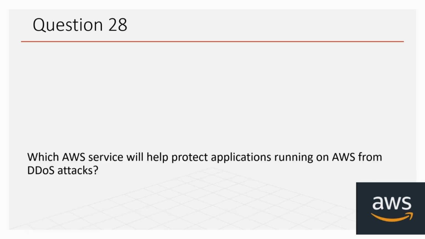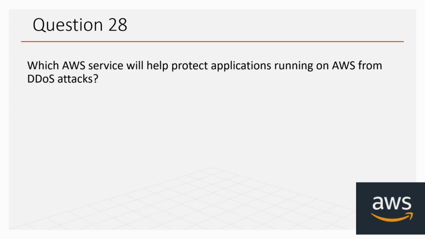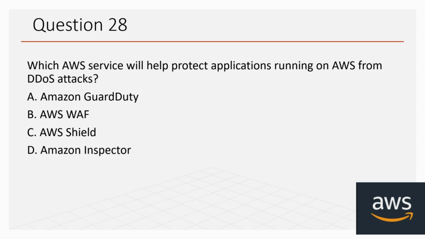Now let's look into the next question, question number 28. The question is, which service will help protect applications running on AWS from DDoS attacks? So these are the options that are given to you. So we have to determine a service which will help applications on AWS to be protected from DDoS attacks. And the options are Amazon GuardDuty, AWS WAF, AWS Shield, and AWS Inspector.